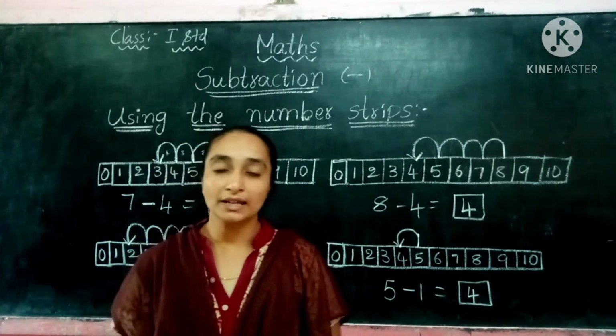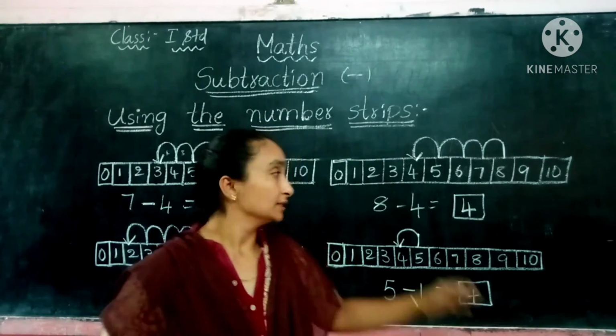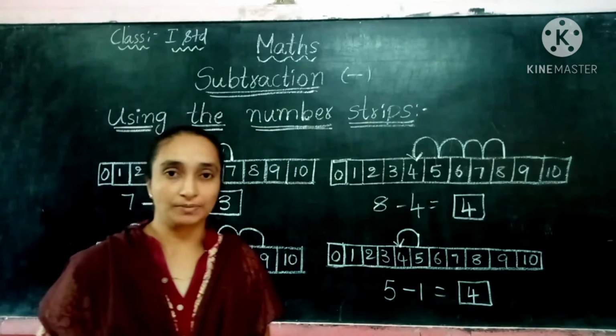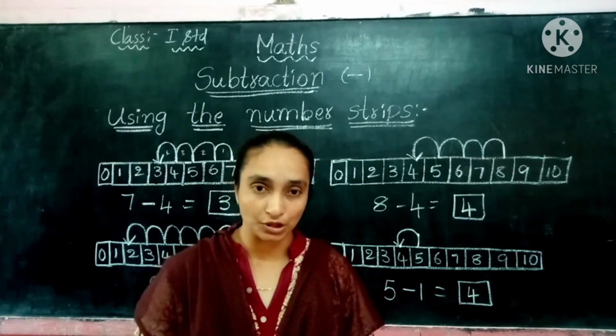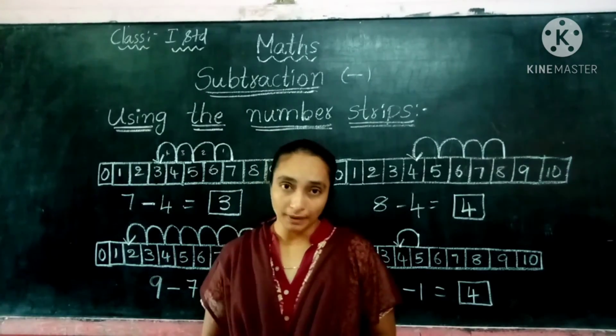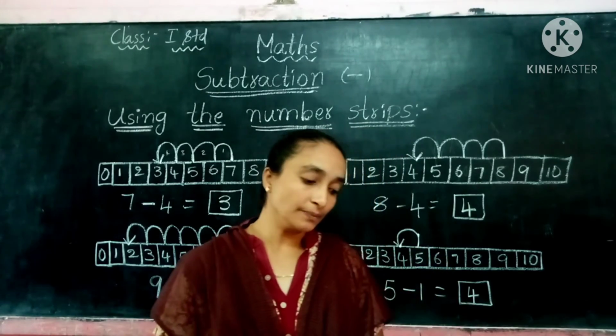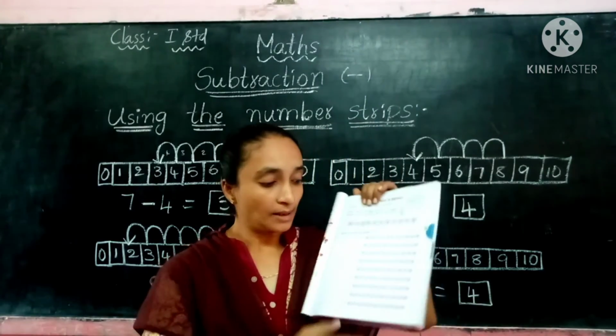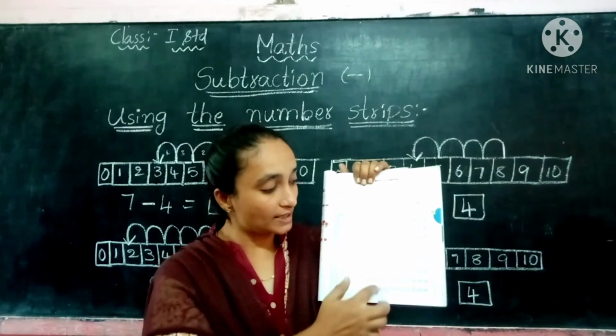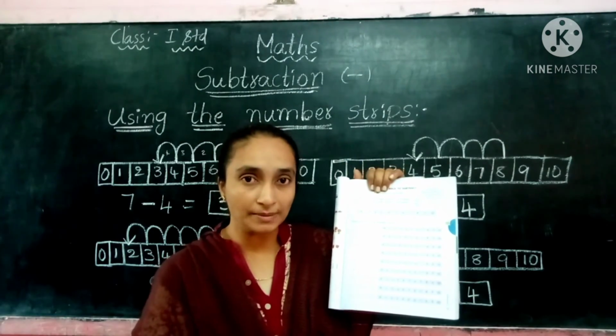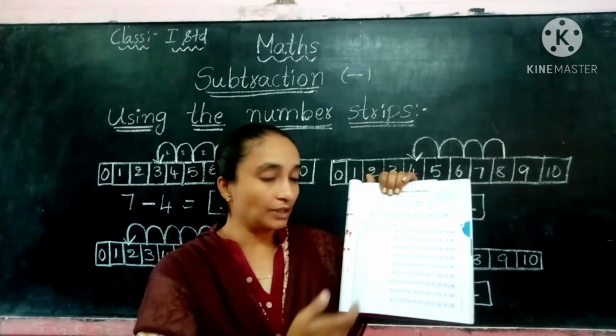So in this way, we can complete the subtraction by using the number strips. Children, all of you, open the textbook page number 107. Page number 107, children. Here there are some number strips. Here we can see the number strips. They have already drawn the number strips for you. They have given the numbers also.